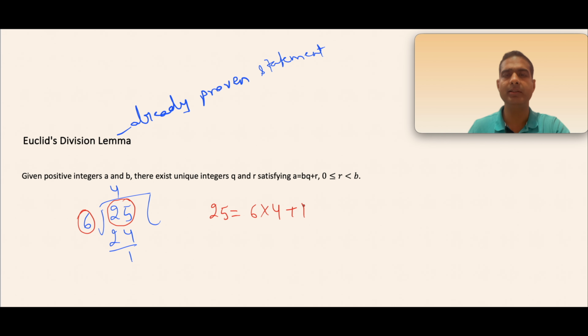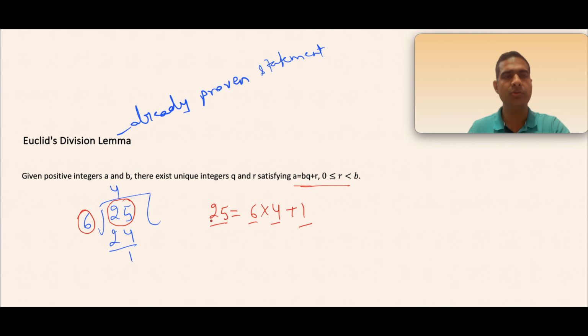And this 1 is the remainder, and we know remainder should be non-negative and it should be less than the divisor. So the same statement has been written here. So dividend is equal to divisor into quotient plus remainder, and remainder should always be non-negative and it should be less than the divisor. So this same thing is the Euclid's division lemma.